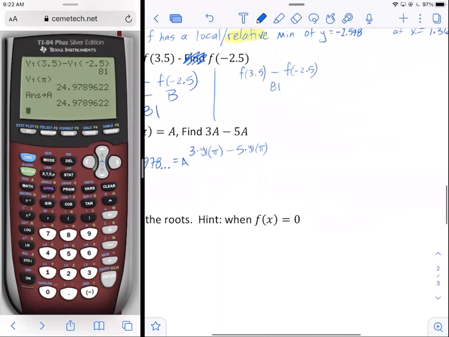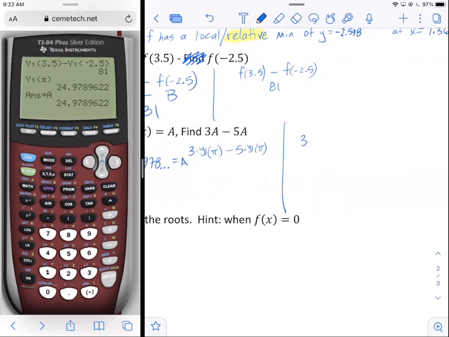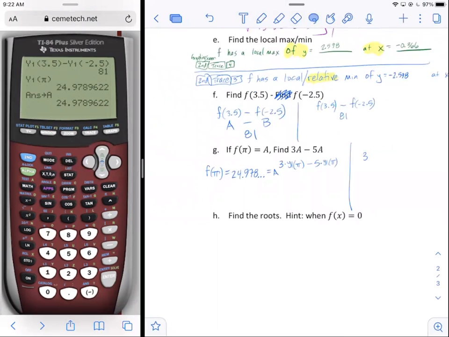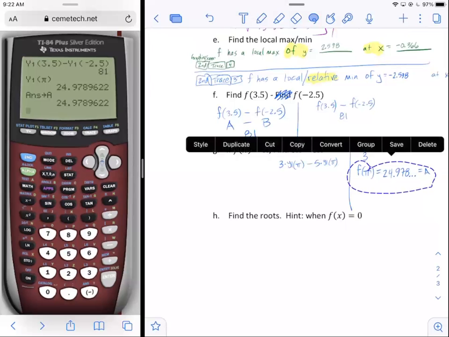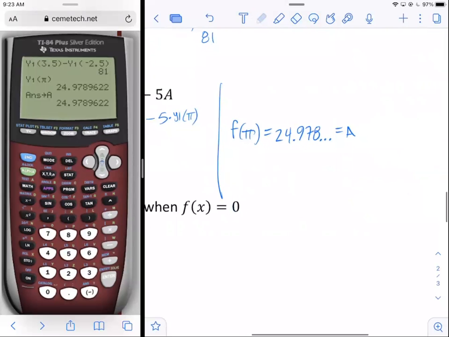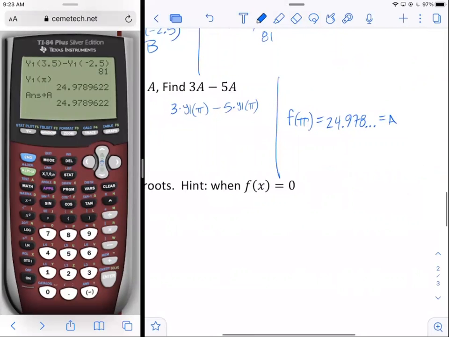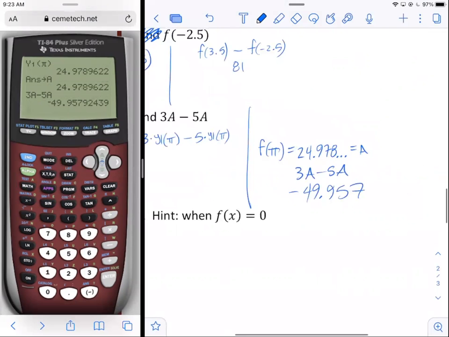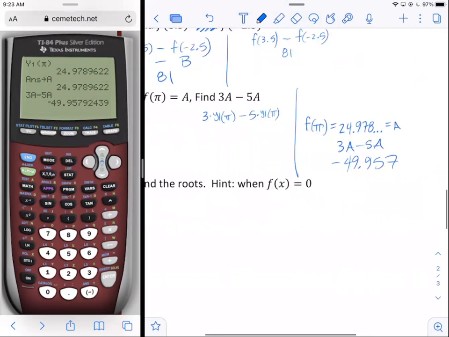So if you did it that way, then all you have to do is you would show me that, right? You would put this over here. And then once you have it as A, you would just say 3A minus 5A. And then you can just type it in, 3 alpha A minus 5 alpha A. And you get negative 49.957 or 958. I don't care which way you do it.